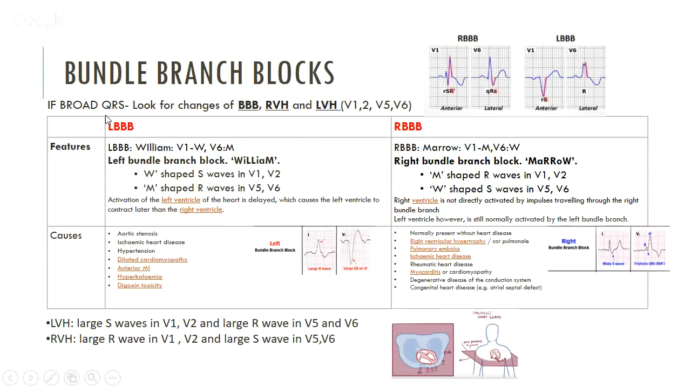Also important to know that left bundle branch block is more associated with pathology. One of the diagnostic criteria for thrombolysis and acute coronary syndrome would be a new left bundle branch block. So if someone comes with a left bundle branch block that's new, you'll be more worried. But right bundle branch block can be present in people who have no heart disease.